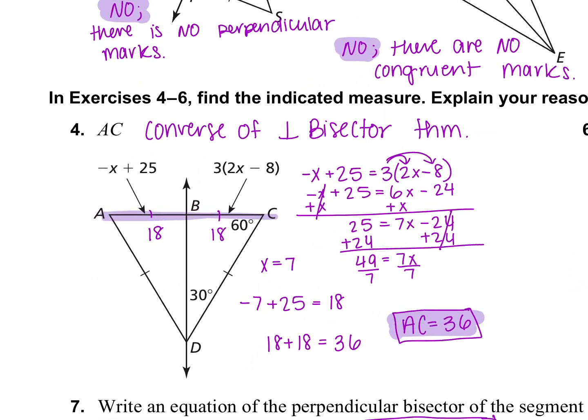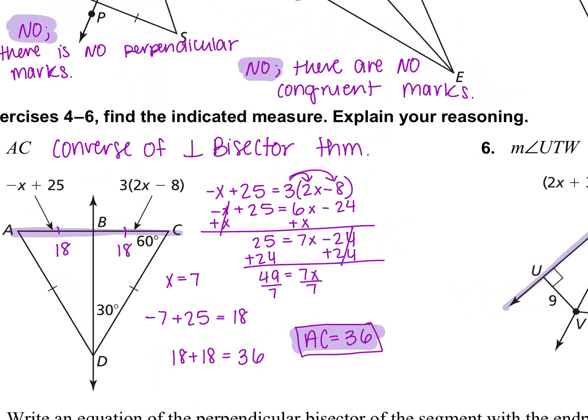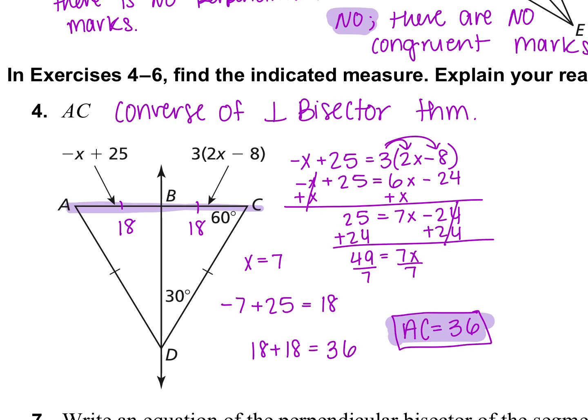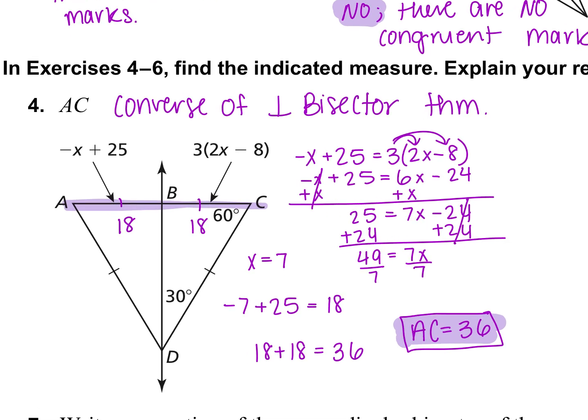All right, number 4, it says find the indicated measure, explain your reasoning. This is also on Canvas as a PDF if you want to look at it as well. So looking at number 4, this is going to be the converse of the perpendicular bisector theorem. So when it's the converse of the perpendicular bisector theorem, I know that these two segments are going to be equal. So first thing I have to do is set them equal, and then I have to solve for x.